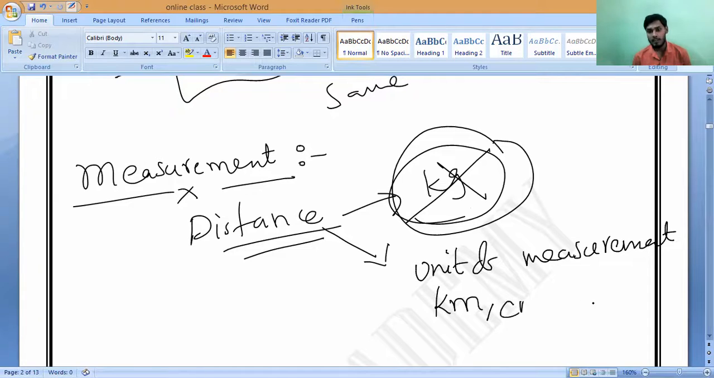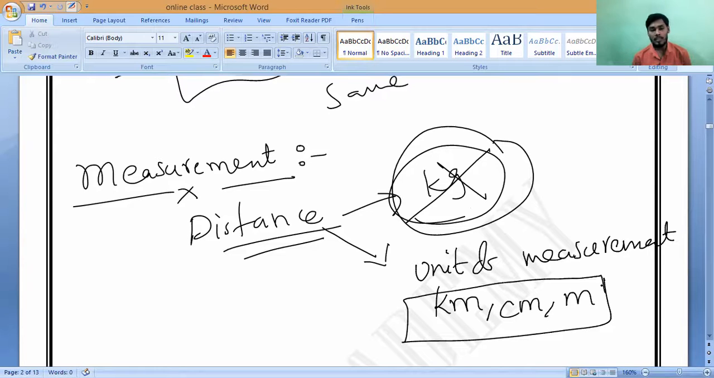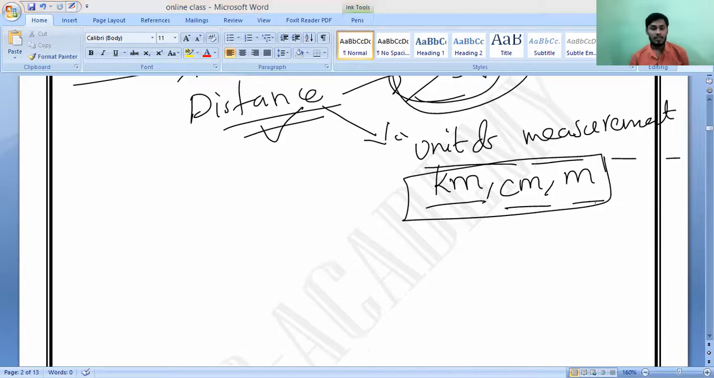Centimeters or meters. So it is possible to measure length always in kilometers, centimeters or meters. This is what we can say is a perfect unit of measurement. So, measurement is the process of comparing an object with a standard unit of measurement. That is what we should call measurement.